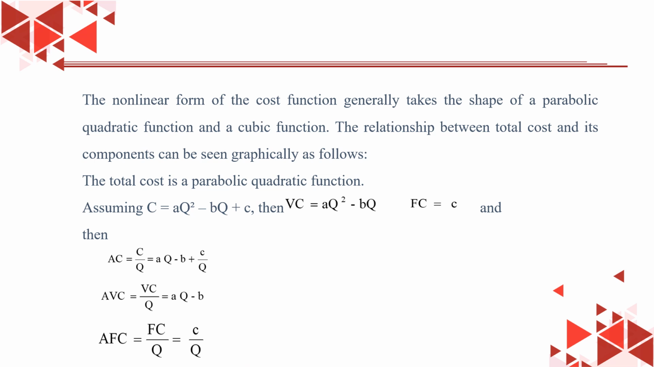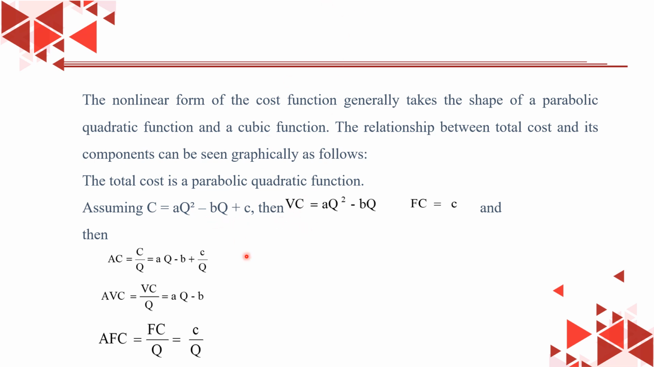Now, using the nonlinear form of the cost function, it generally takes the shape of a parabolic quadratic function or a cubic function, and the relationship between total cost and its components can be seen graphically as follows. So the total cost is a parabolic quadratic function, assuming that the total cost is aQ squared minus bQ plus c. Then the variable cost you see here.